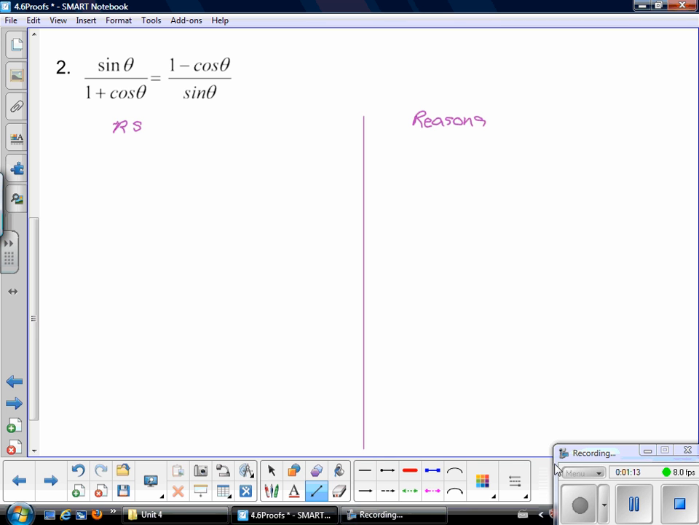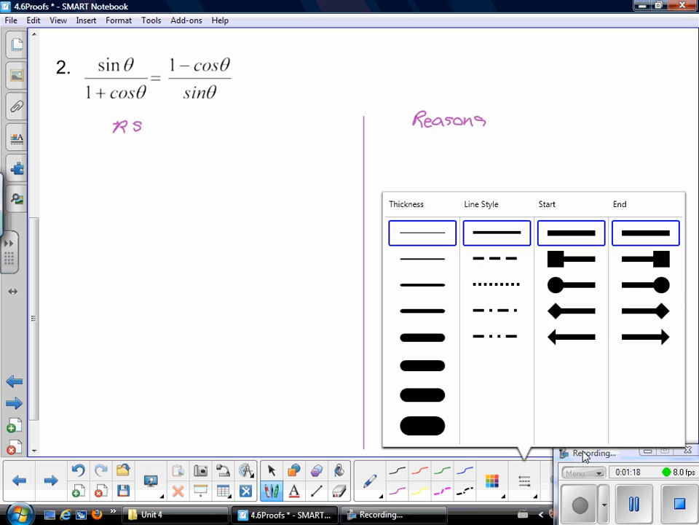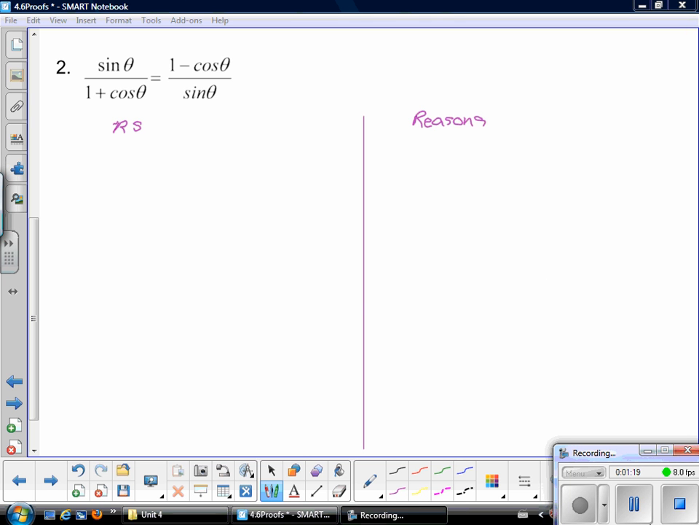So I'm going to start with copying down that side. And as I said, I'm not quite sure what I want to do there. So right side is 1 minus cos theta over sine theta.